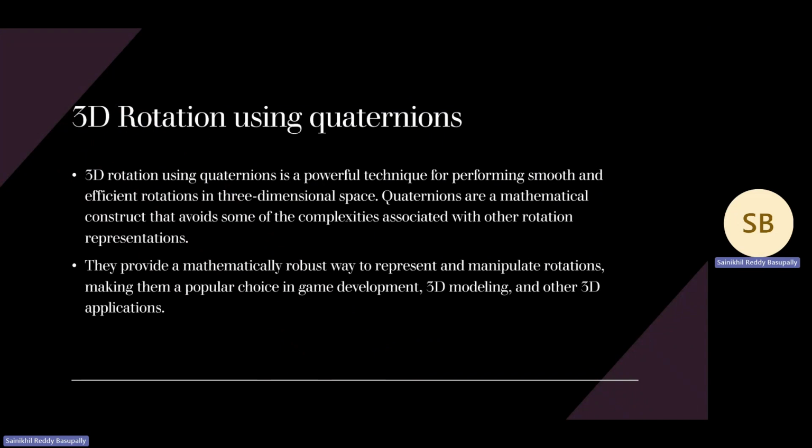There is also another way of rotating a 3D object: using quaternions. The technique of 3D rotation using quaternions is a powerful technique for performing smooth and efficient rotations in 3D space. Quaternions are a mathematical construct that avoids some of the complexities associated with other rotation representations. They provide a mathematically robust way to represent and manipulate rotations, making them a popular choice in game development, 3D modeling, and other 3D applications.